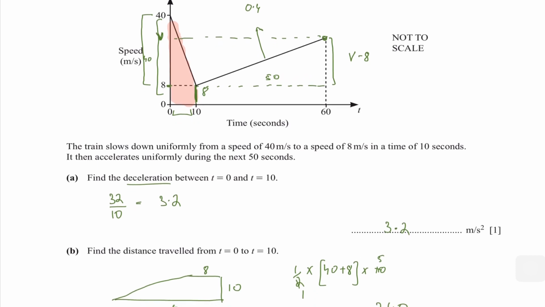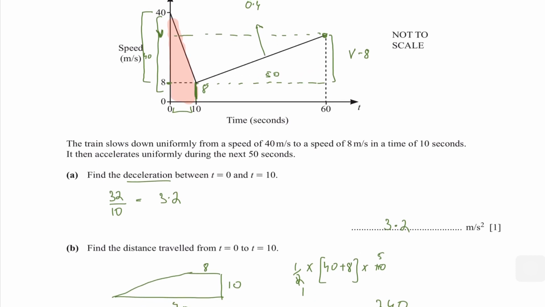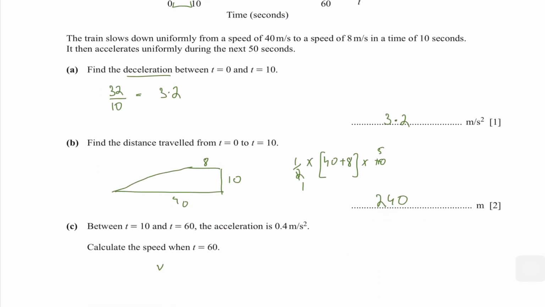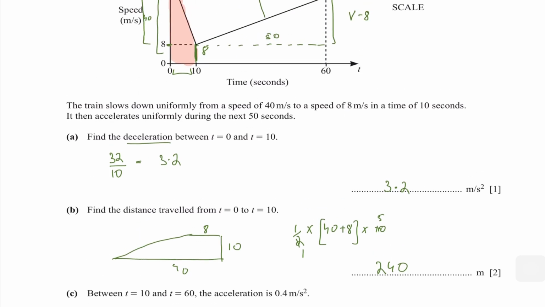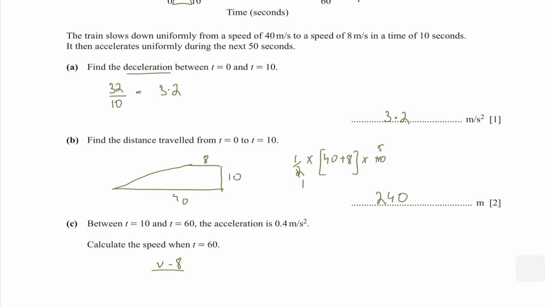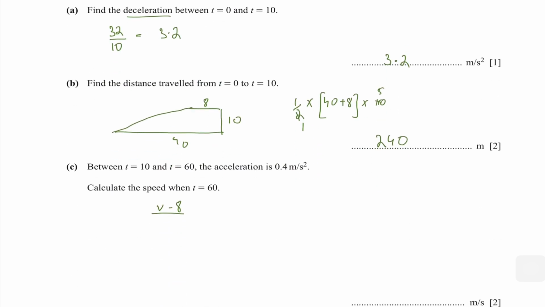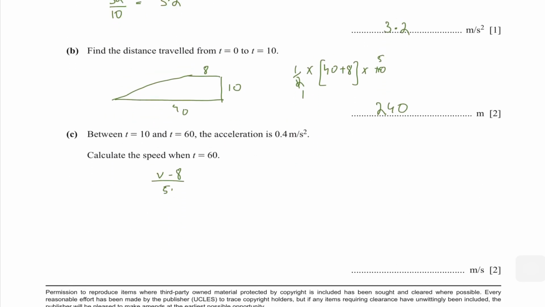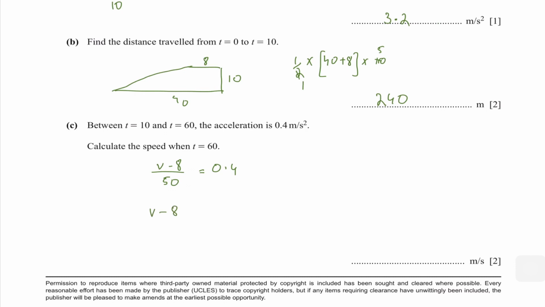I'm just calculating the gradient basically. I'm going to set it equal to 0.4. So change in speed is v minus 8 divided by change in time, which is 60 minus 10, and that is 50. This is equal to 0.4. So v minus 8 is going to be equal to 0.4 times 50, which is 20, and v is equal to 20 plus 8, which is 28 meters per second square.